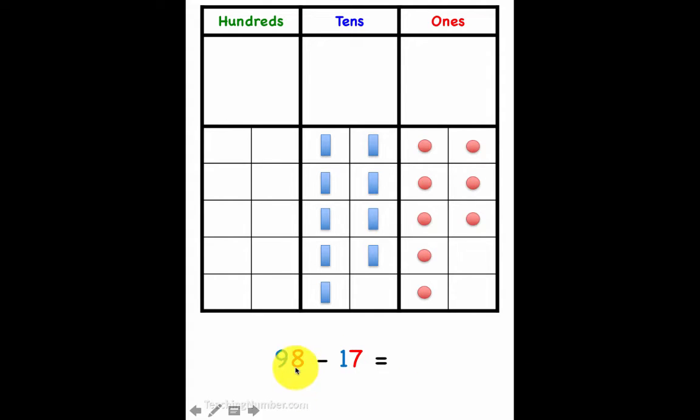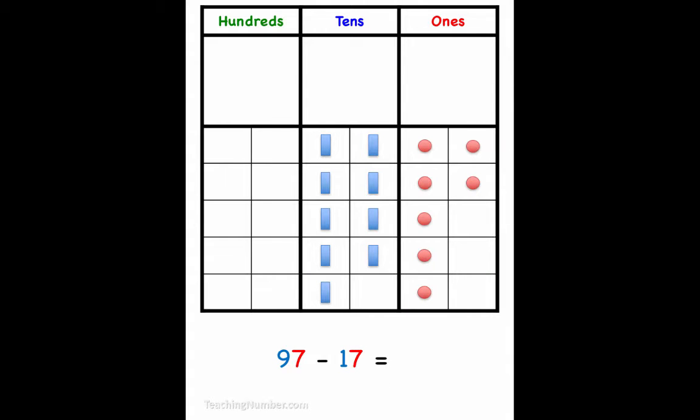Whenever we have more ones in the minuend than we need to subtract, we can use partial differences. In this case, 90 minus 10 equals 80, 8 minus 7 equals 1, and 80 plus 1 equals 81. If we take the 7 ones that we need and the 10 that we need, we can see that we are in fact left with 81.